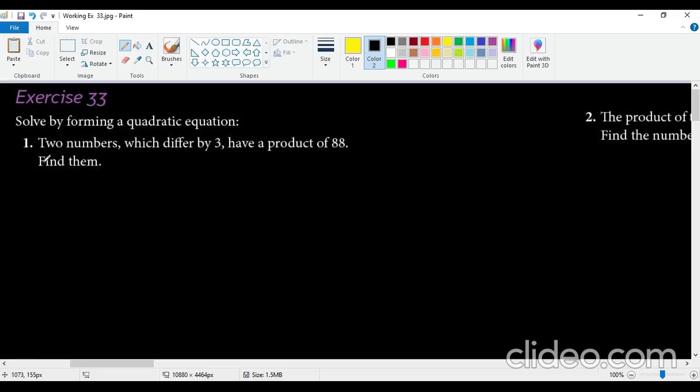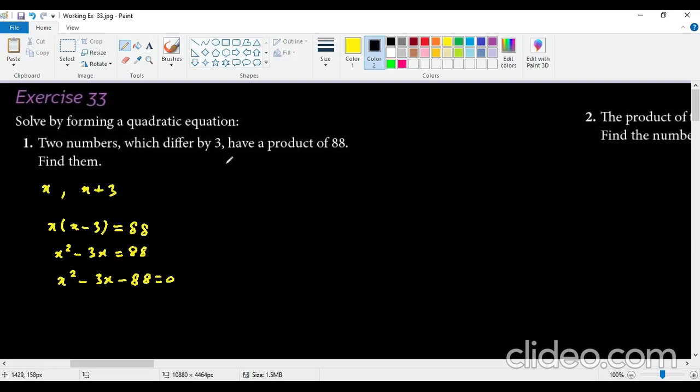So frequently we'll be using these three methods. In this question it says two numbers which differ by 3 have a product of 88. That means there are two numbers that differ. For example, the first number is x, so the second number is going to be x plus 3. The difference between them is 3, taking positive integers. Product means multiplication. So we multiply x with x minus 3 gives us 88. When we expand this bracket, this gives us x squared minus 3x equals 88. Now this becomes a quadratic equation when I bring 88 to the left hand side, equals 0.